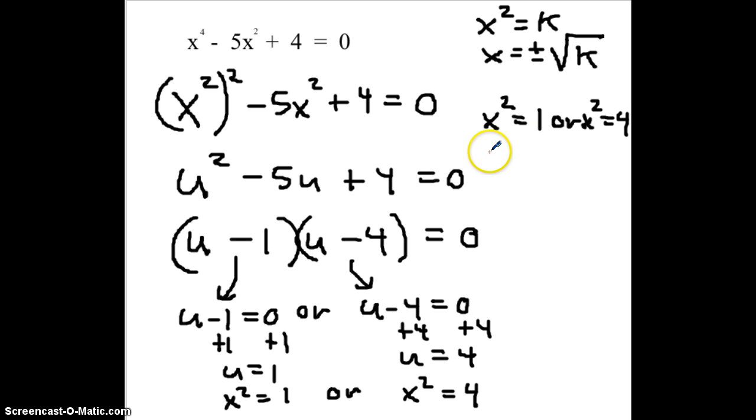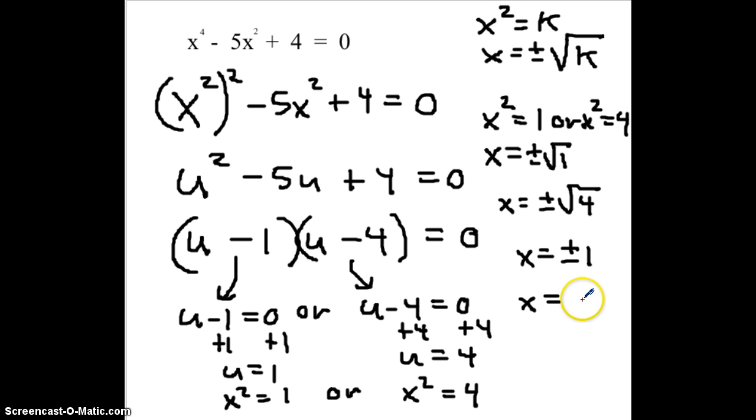So for this first equation, take the square root of both sides. x would equal plus or minus the square root of 1. The other one would be x is equal to plus or minus the square root of 4. The square root of 1 is just 1, so it would be plus or minus 1. And the square root of 4 is 2, so plus or minus 2. So we have 4 possible solutions for that original equation. You would have either negative 1, 1, negative 2, or 2. All of them would be a solution to the original equation.